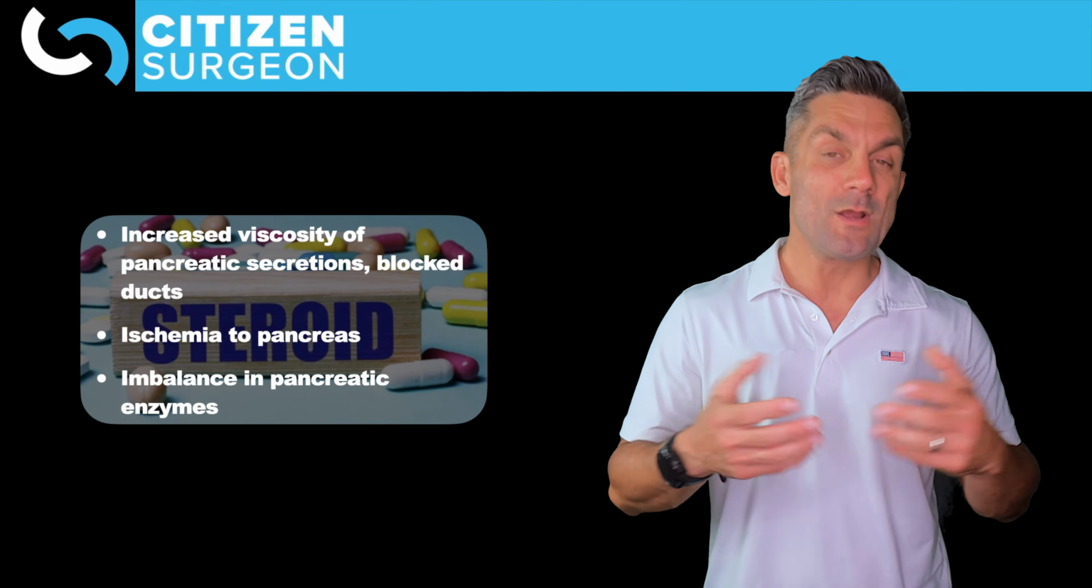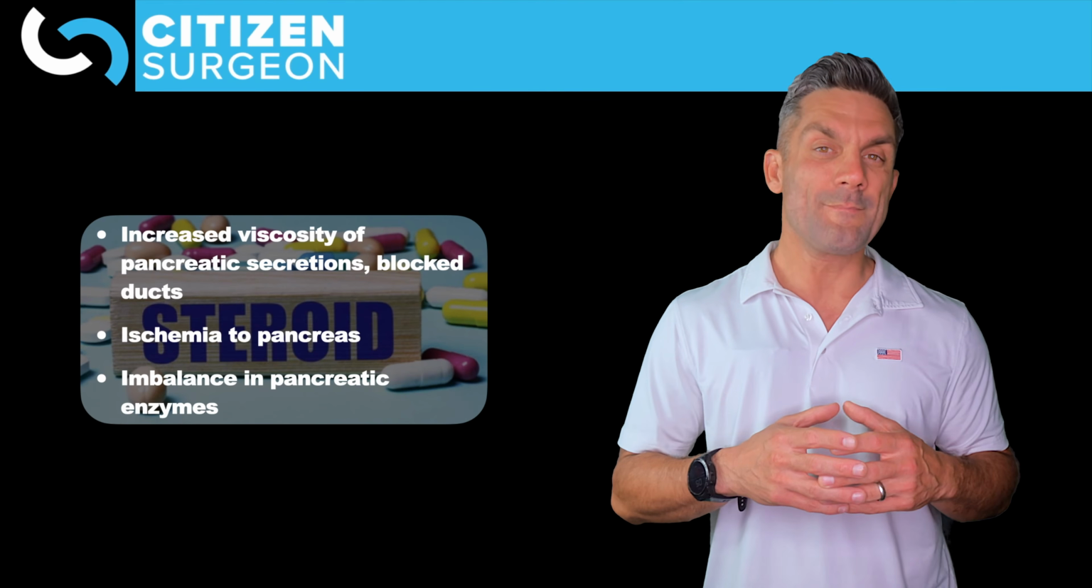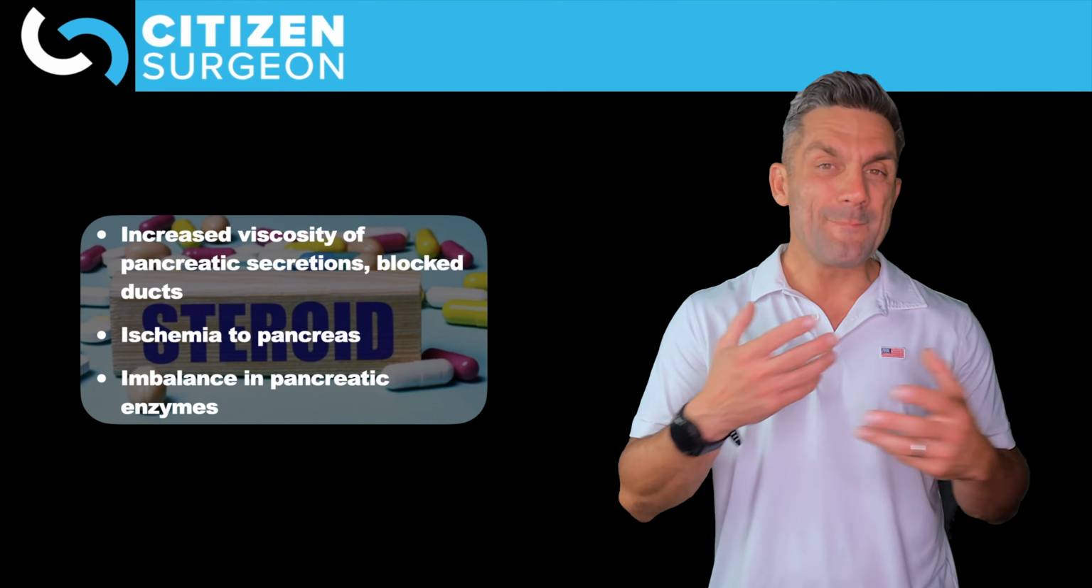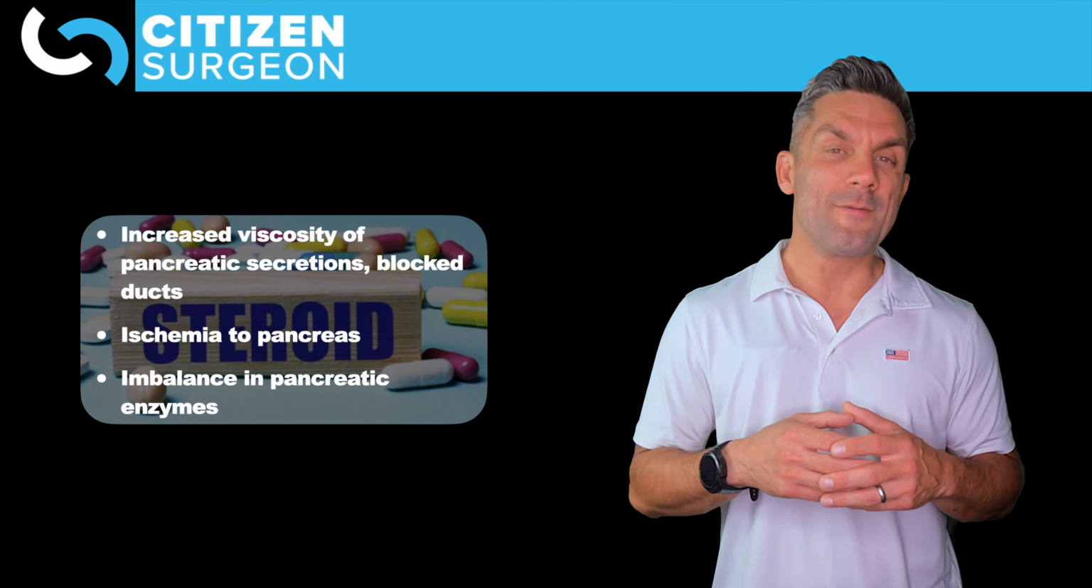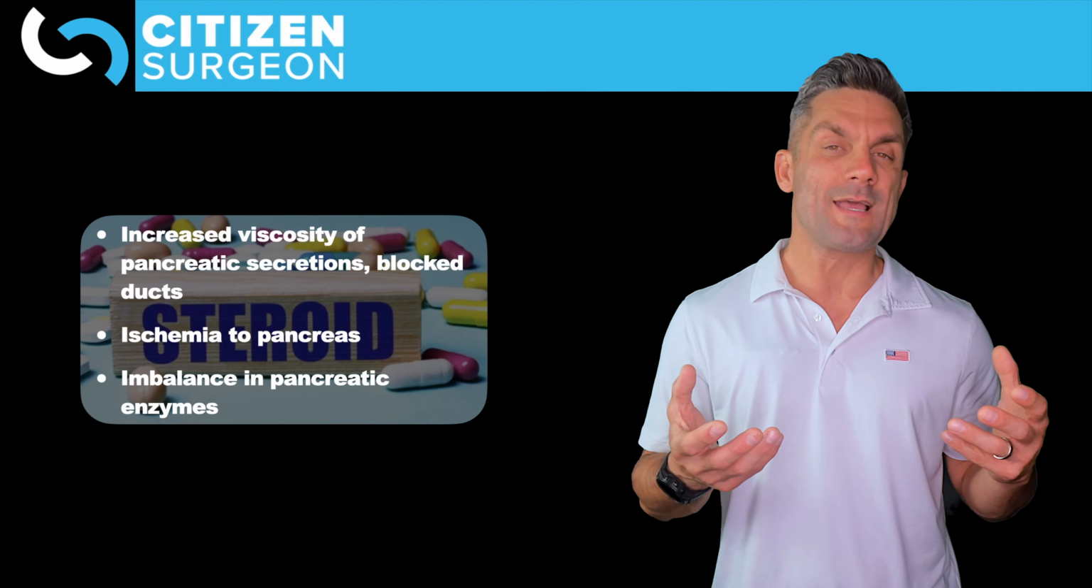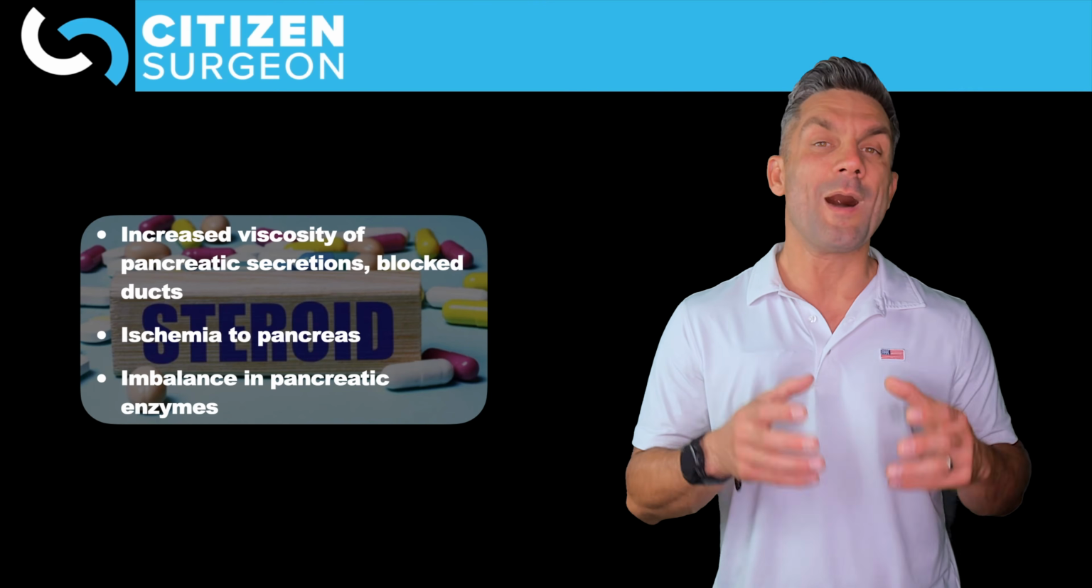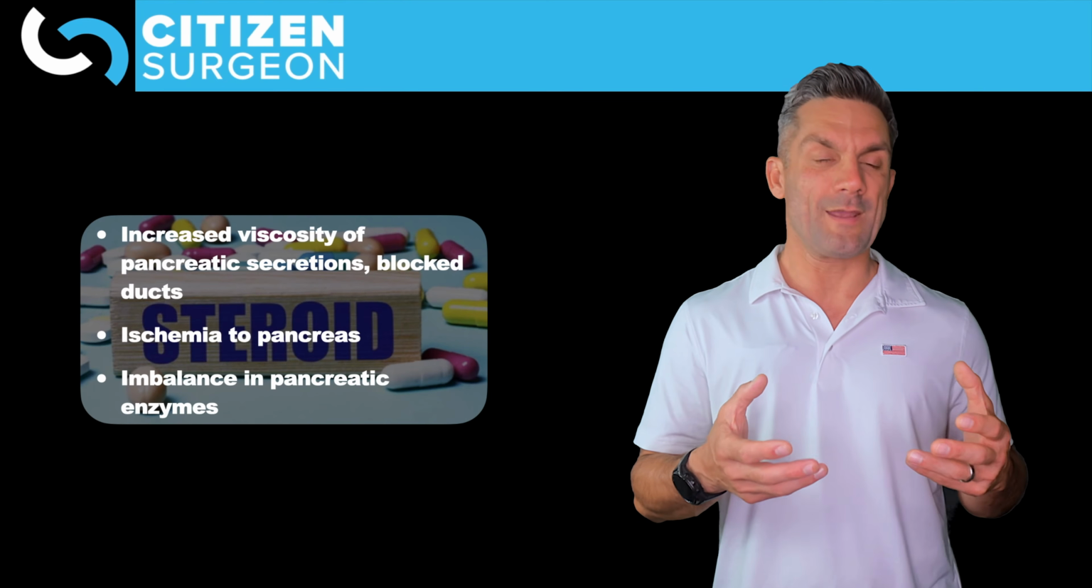It causes ischemia, or poor blood flow within the pancreas. And then, of course, there's an imbalance in the production of pancreatic enzymes. So all those things come together as the pathophysiology of why steroids cause acute pancreatitis.